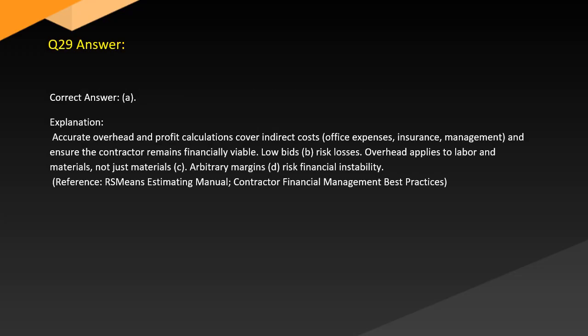Answer. Correct answer: A. Explanation: Accurate overhead and profit calculations cover indirect costs, office expenses, insurance, and management, and ensure the contractor remains financially viable. Low bids, B, risk losses. Overhead applies to labor and materials, not just materials, C. Arbitrary margins, D, risk financial instability. Reference: RS Means Estimating Manual, contractor financial management best practices.